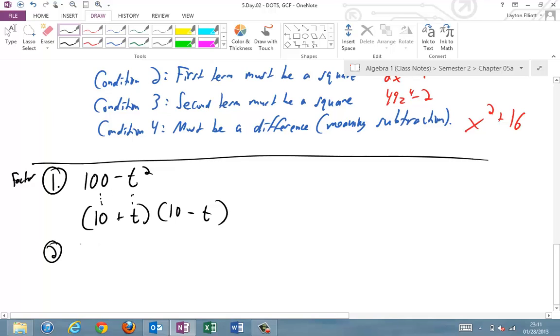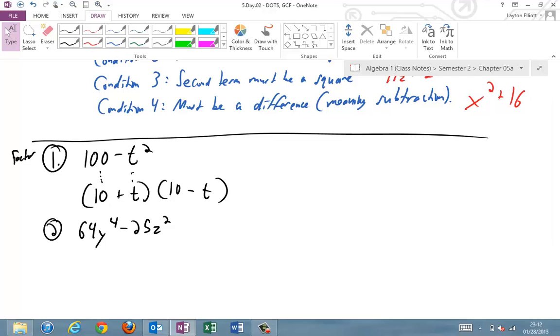Number two, 64y to the fourth minus 25z to the second. Just do a quick scan. Are both of those perfect squares? Yep. Any even power is a perfect square, so 64y to the fourth factors.